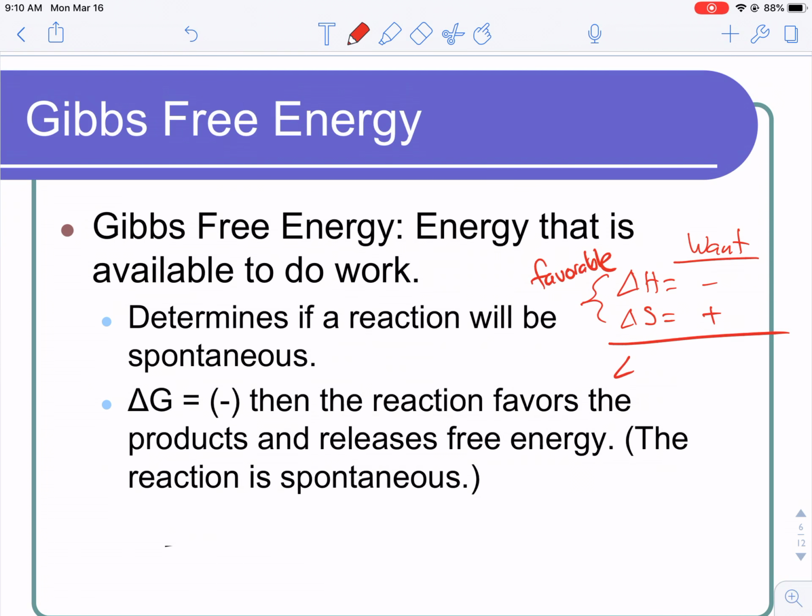But in the end, delta G, we want this to be negative. This will tell us yes or no. Will the reaction work? It's not saying, hey, this will probably work, right? Those are probablys. It says, yes, it will work, or no, it will not. It's going to take these two values that we have up above and decide who we are allowed to trust. And so this is delta G.